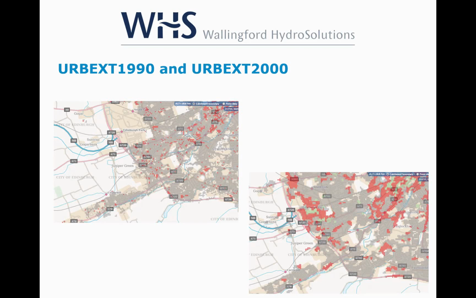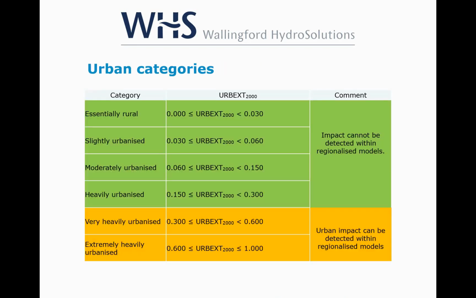It's very useful having these shown in the FEH Web Service because then we can also make amendments for if there's been development post 2000. When we develop our URBEXT 2000 estimate, we can then say what type of catchment we've got, and that will determine how we treat that catchment within the FEH methods. So for each category of URBEXT 2000, there's a description that goes alongside that. So if it's less than 0.03, we say that it's essentially rural, and if it's greater than 0.6, we say it's extremely heavily urbanized.